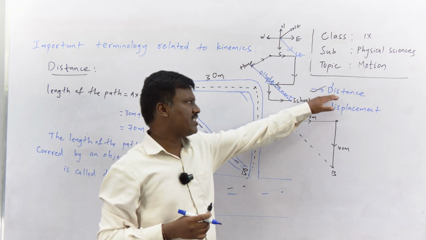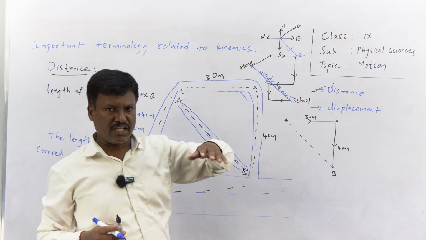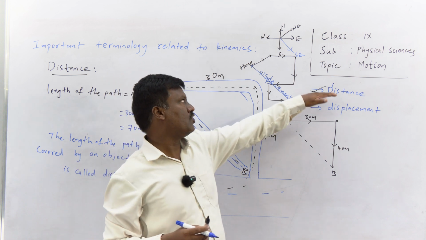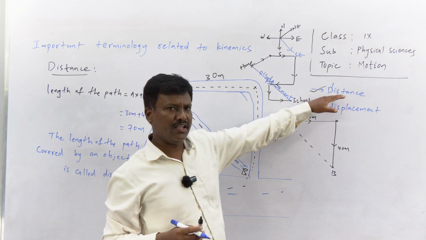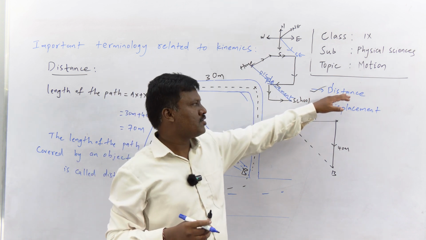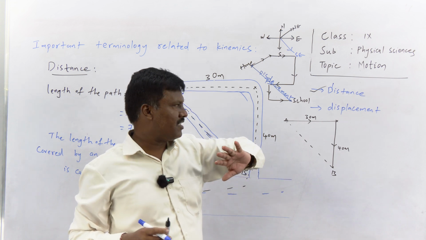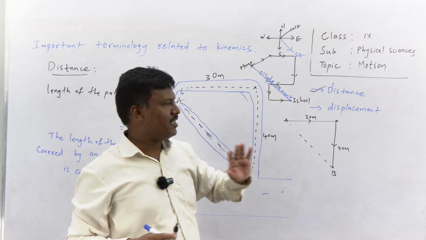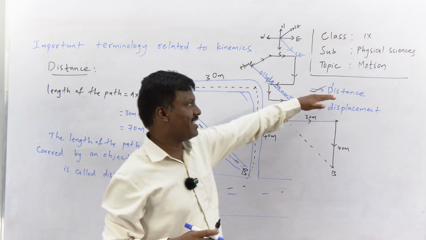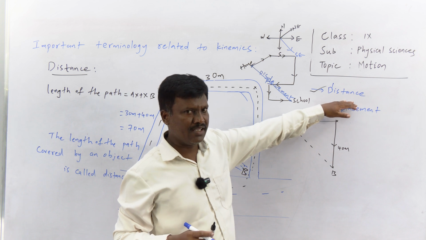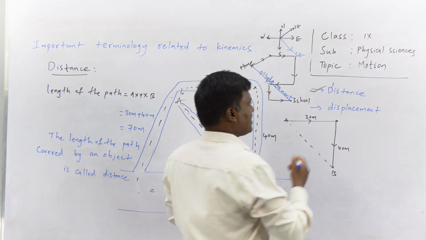When we talk about distance, we don't use direction. To describe distance, direction is not used. So distance has no direction. Distance doesn't have direction. Right? So distance is a scalar quantity.